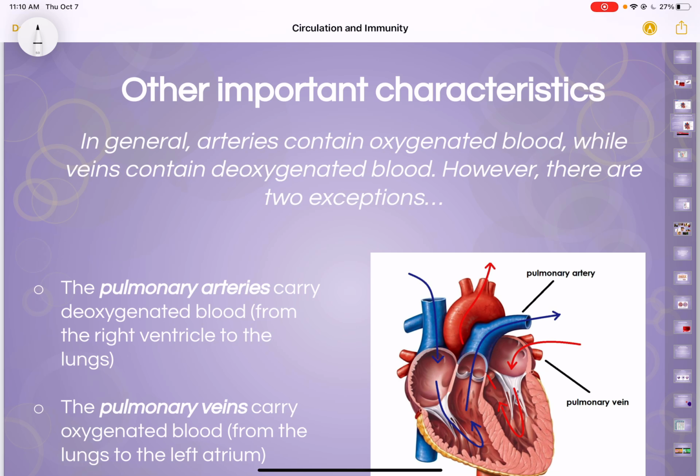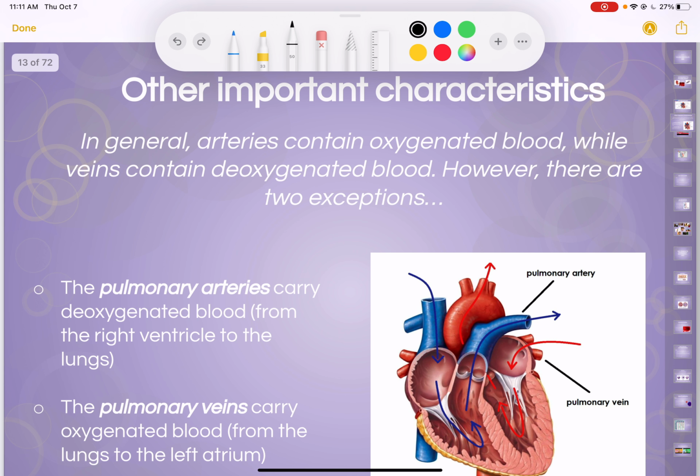Continuing on with topic 1 on the heart, other important characteristics about the heart are, in general, arteries contain oxygenated blood. So oxygenated blood, when we're drawing diagrams, will be red, while veins contain deoxygenated blood, which we normally signify as blue. However, there are 2 exceptions.